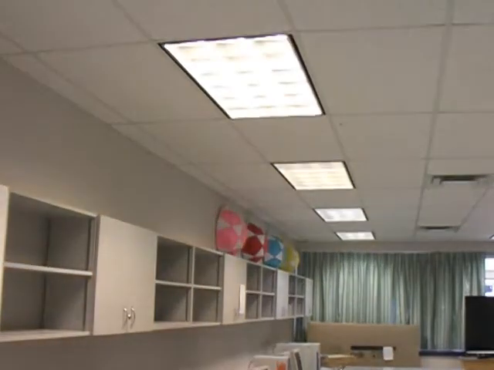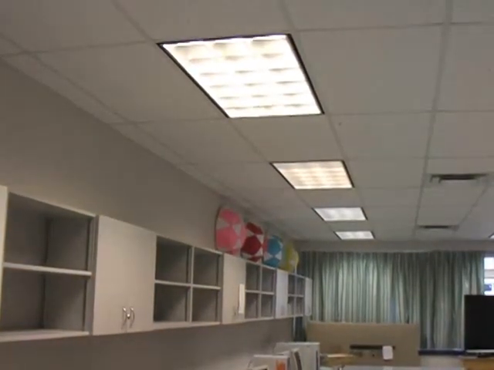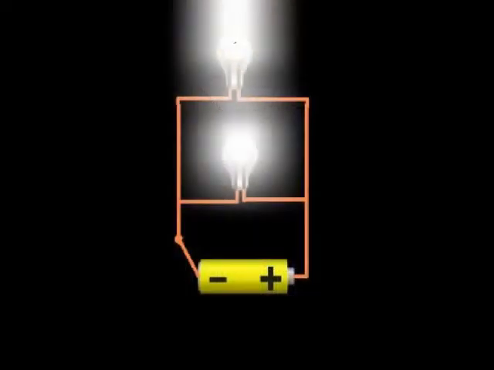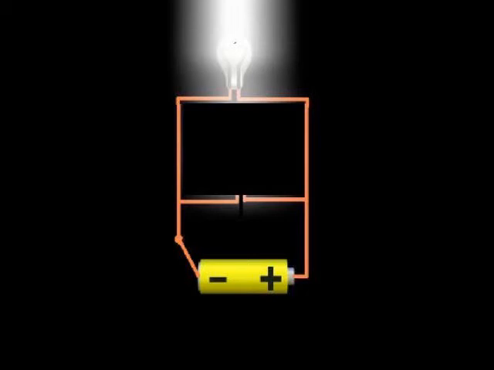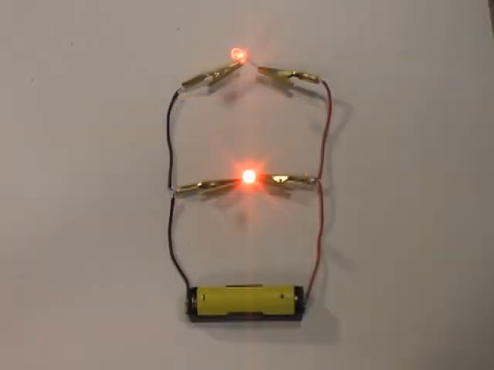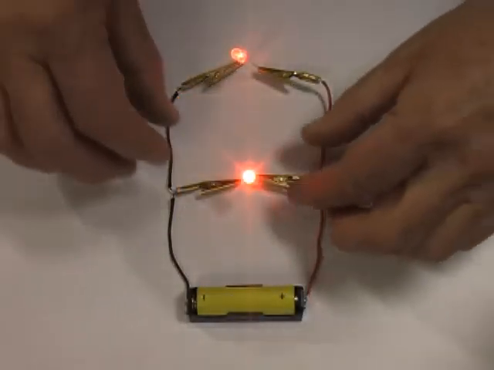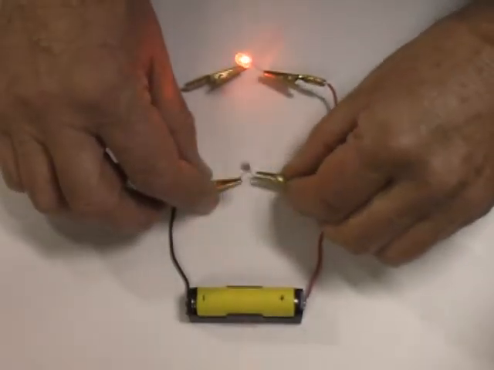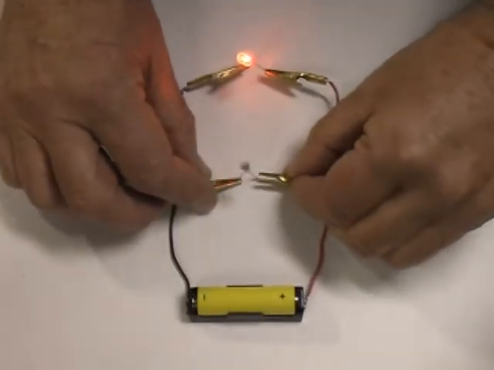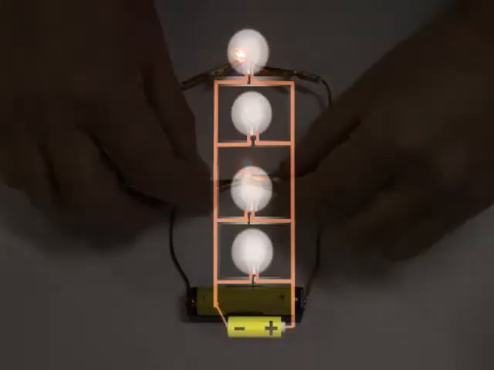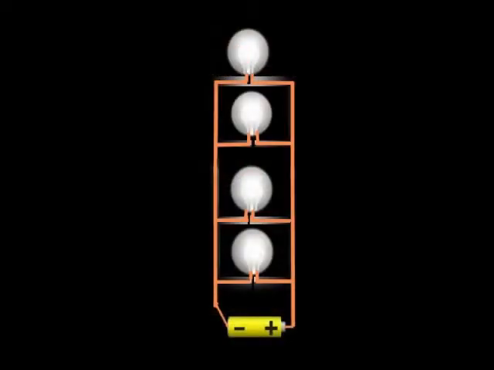One advantage of connecting lights in parallel is that if one light is removed or fails, the other lights will not be affected. Removing one light from this circuit does not affect the other light. It remains connected to the battery. This is a parallel circuit. Notice when I disconnect one bulb, the other one stays on. It is possible to build parallel circuits with many branches.